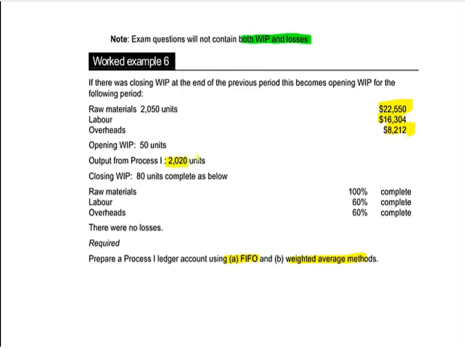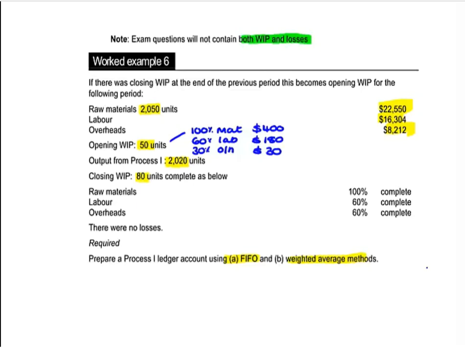So we've got good output of 2020 and some closing work in progress. The raw materials added are 2,050, and we have that opening work in progress of 50 units from lecture example 4. And what I've just done is I've jotted down the breakdown of that opening WIP of 50 units, so the percentages complete and also the values of it, because we'll need them in the question.